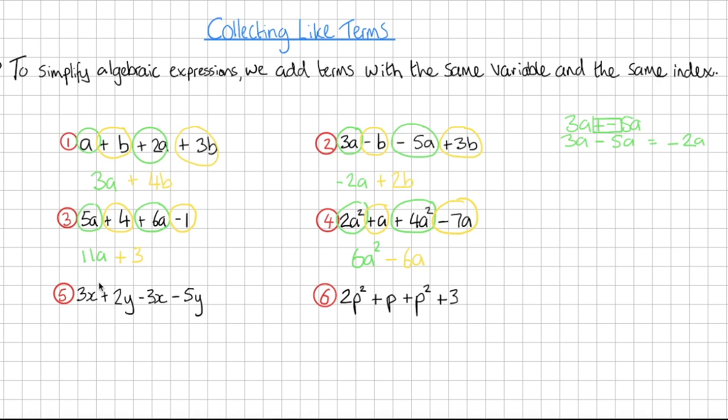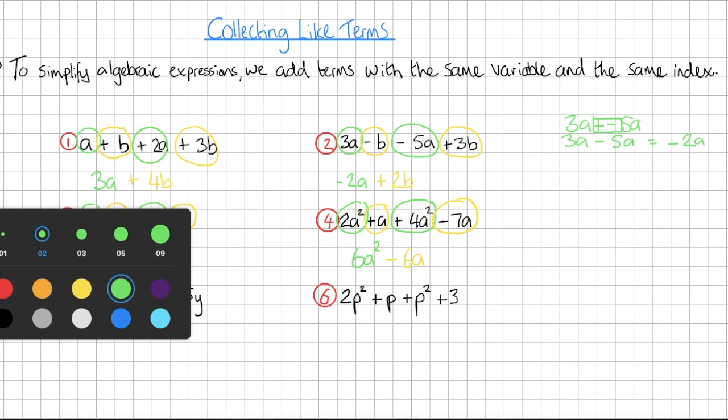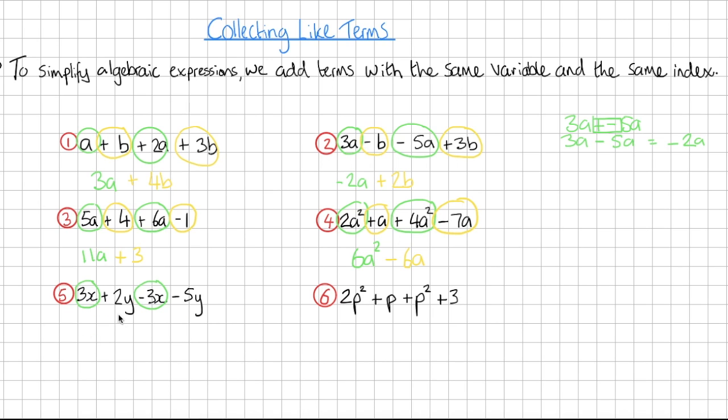So here, the like terms are the terms with x in them. 3x subtract 3x is actually 0, nothing. So I don't need to write 0, I don't need to write anything there. Then I've got positive 2y here, and I need to subtract 5y from that, which gives me negative 3y. So I only ended up with one term there.